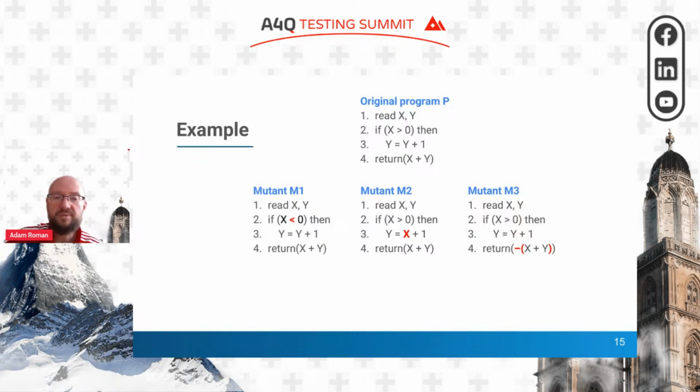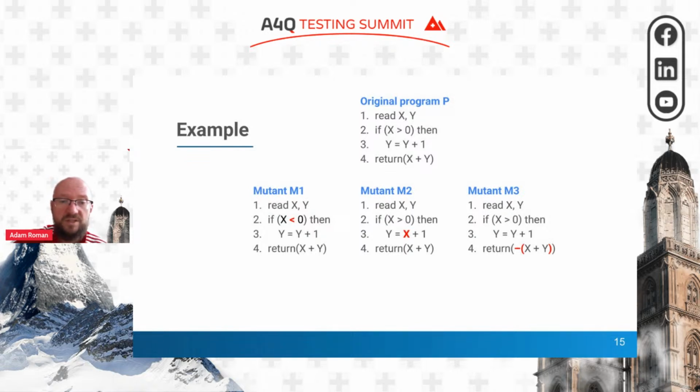Let's say we have an original program that reads two variables, x and y. If x is greater than 0, then it increases y by 1 and returns the sum of these two things. Here we have examples of three mutants. In one of them, in M1, we change greater than to less than.